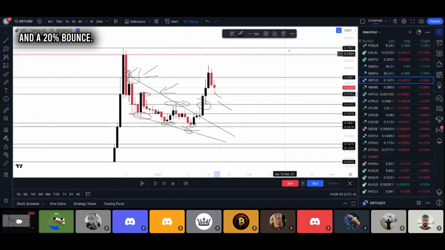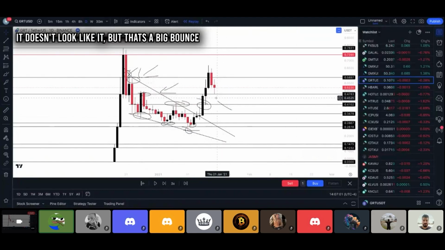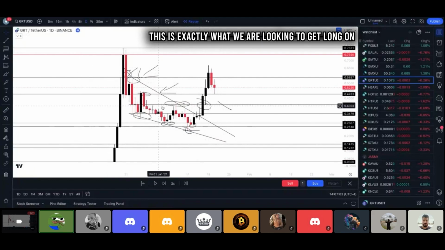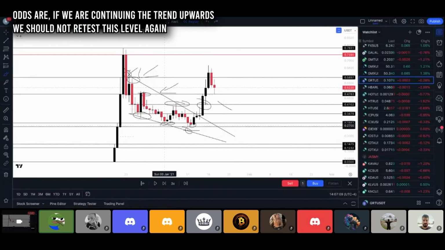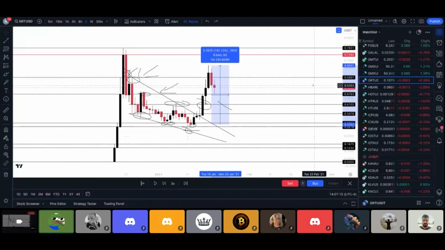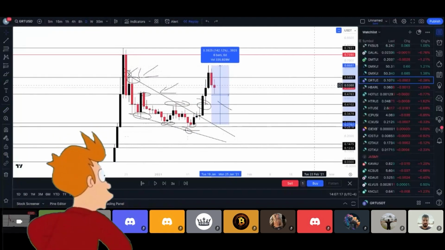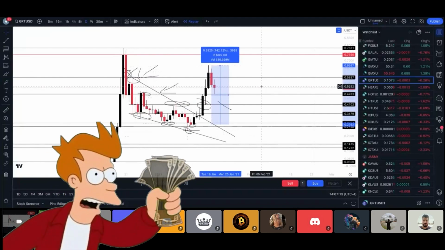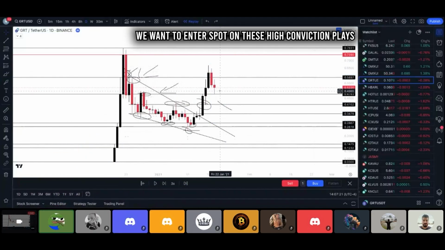And it's a 20% bounce. It doesn't look like it, but it's a big bounce. You secure profit on that play all day. This is what you're looking to get long on. You're looking for this level to flip because odds are, if we're continuing to trend upwards, we should not retest this level again. And remember, you should be in spot from here already. So all your spot positions, regardless of where you bought, should be up 142%. Beautiful. That's why you buy spot on levels like that, because those are highly convicted plays.